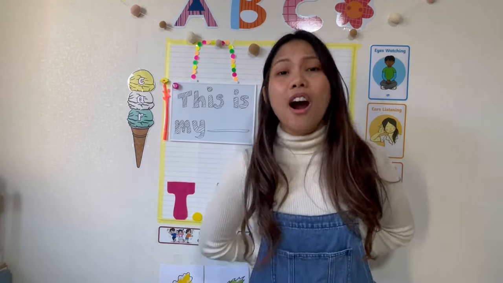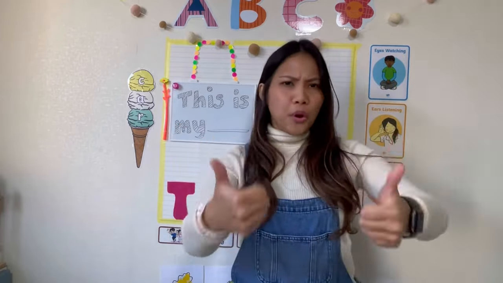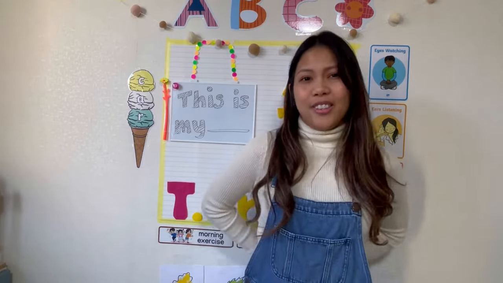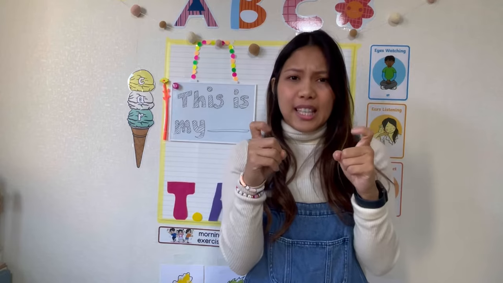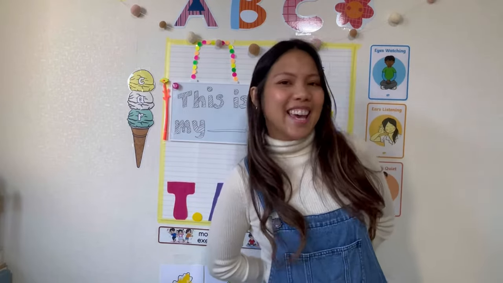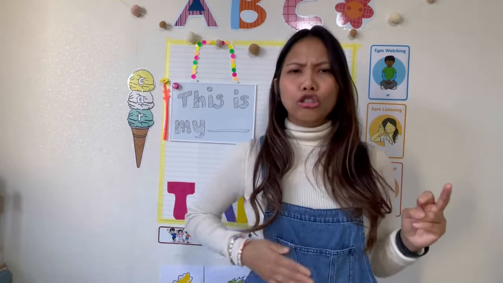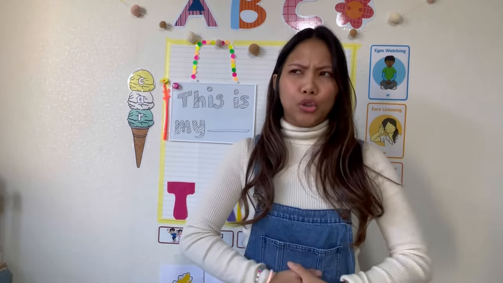Father finger, where are you? Here I am, how do you do? I'm great. I'm great. Good. Next is mother. Mother finger, where are you? Here I am, how do you do? I'm thirsty. Thirsty, I want something to drink. Next is the brother. Brother finger, where are you? Here I am, how do you do? I'm hungry, I want to eat some bananas.